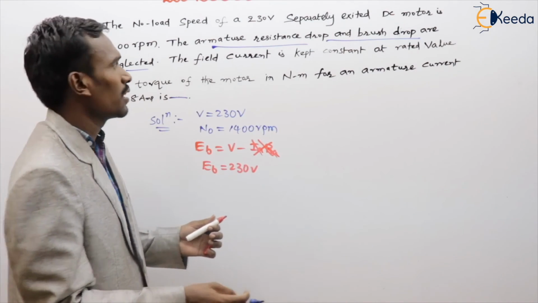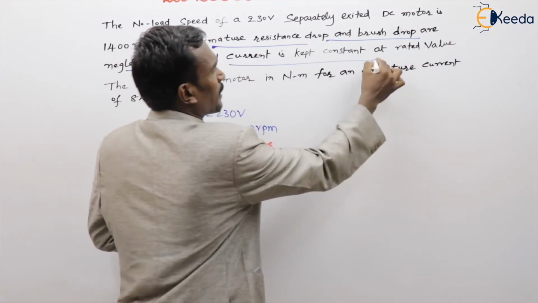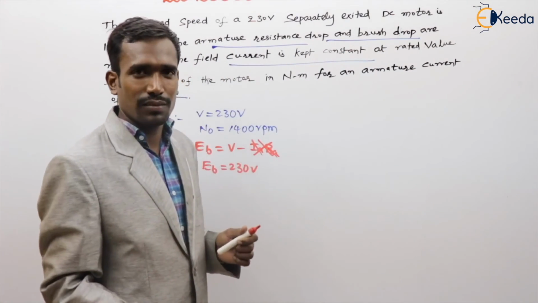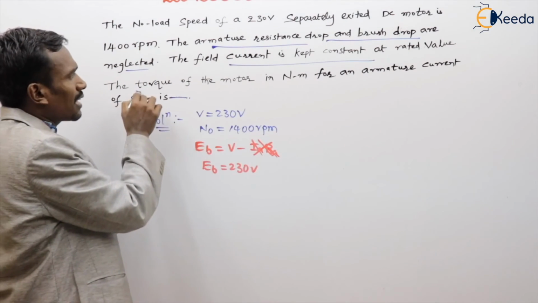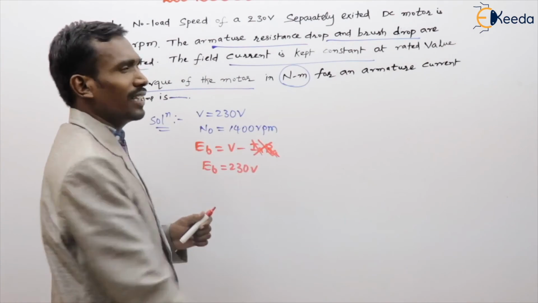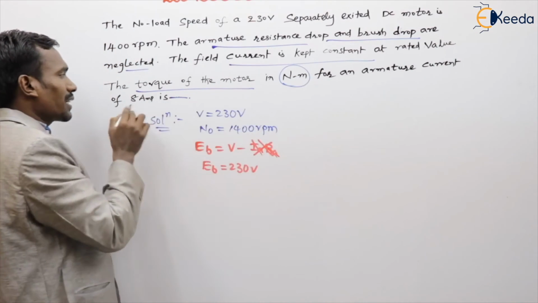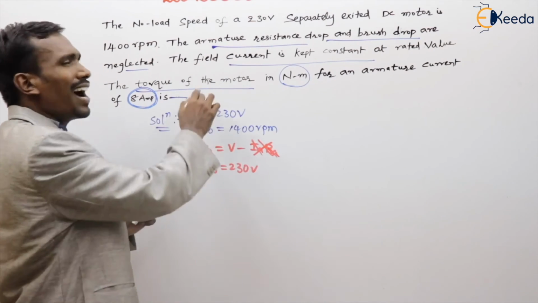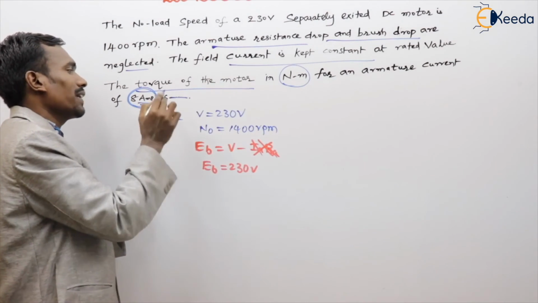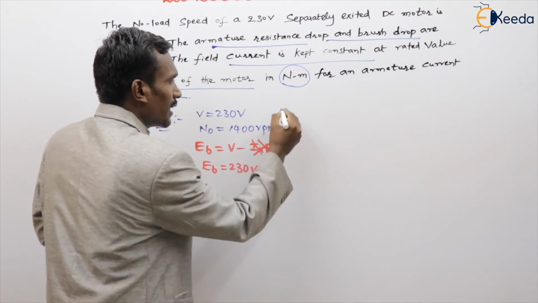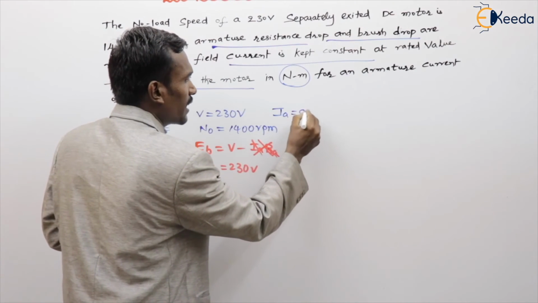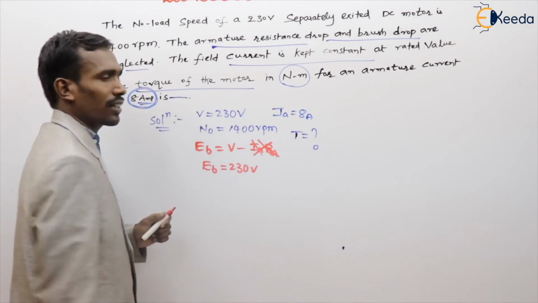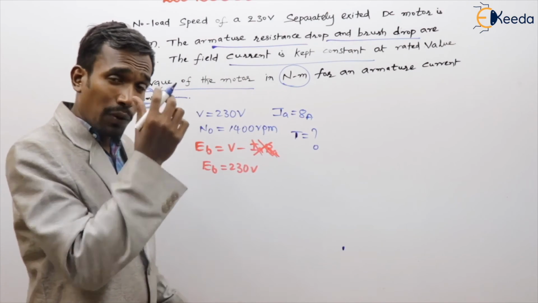They given that. Next one, the field current is kept constant at rated value. The field current is also constant, there are no changes. Right? The torque of the motor in Newton meters for an armature current of 8 amperes is what? They are asking the torque at 8 amperes of armature current. Now they want the torque. Find out. What is the formula?